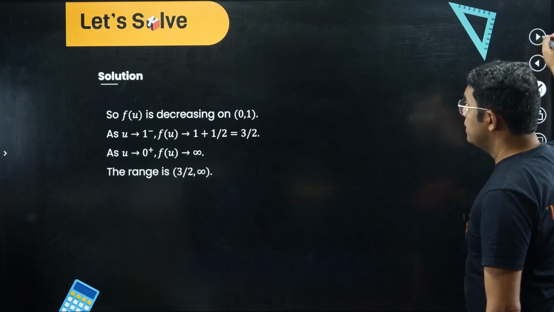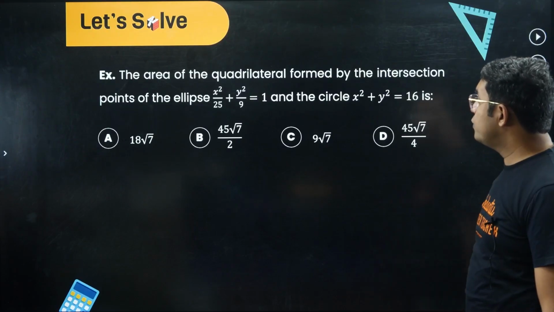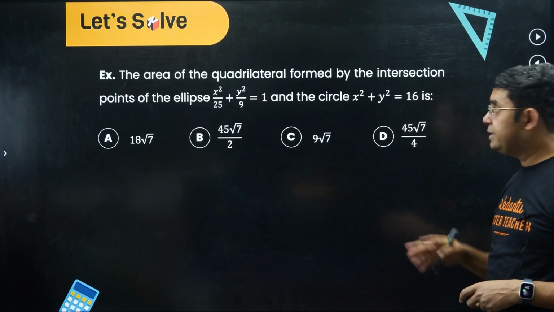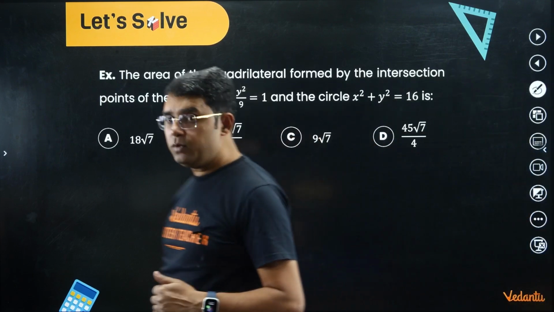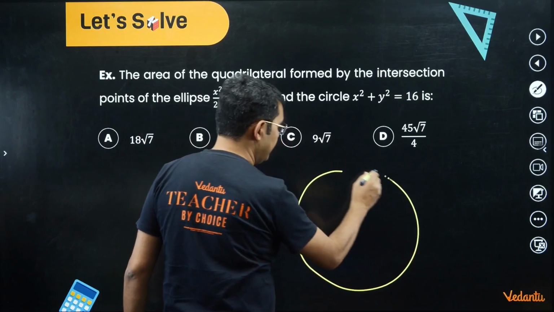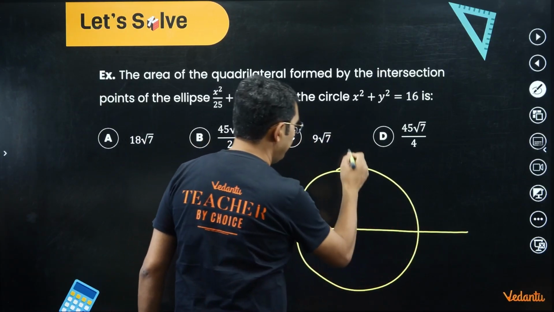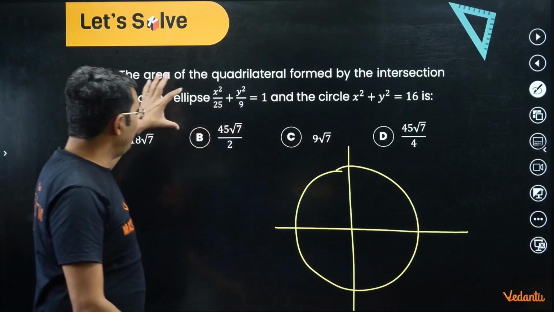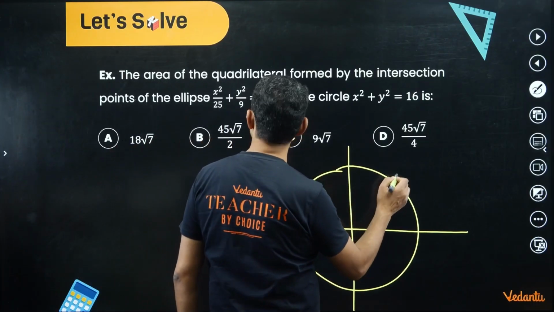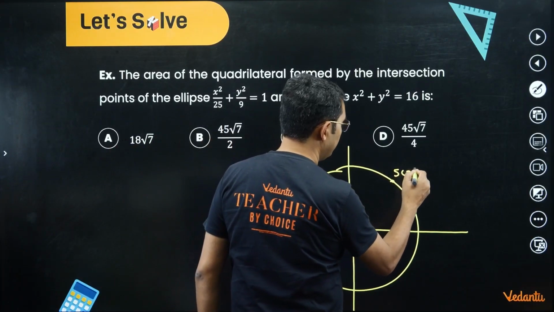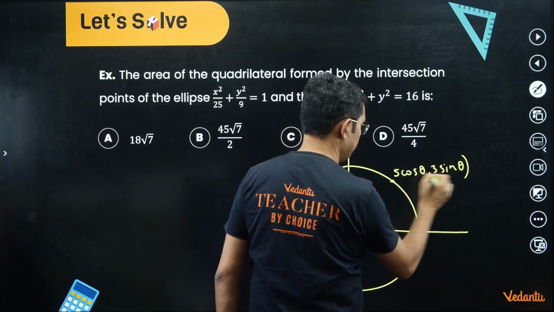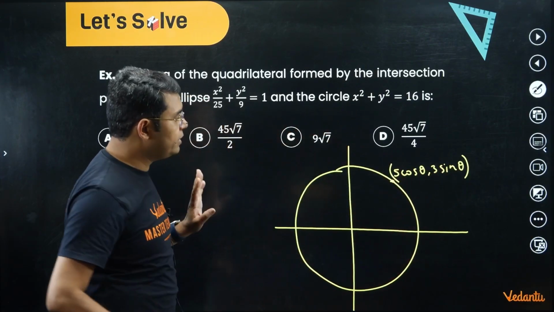Okay, this is done. Area of quadrilateral formed by the intersection points of the ellipse and the circle. Now dear students, try to understand. I will make this circle, which has center at origin and radius equal to 4. Now the point where the ellipse will intersect this circle, I can assume to be 5 cos theta comma 3 sin theta in parametric coordinates.